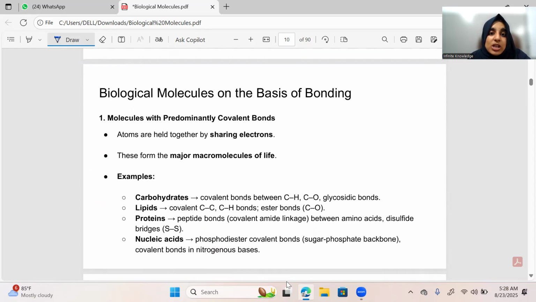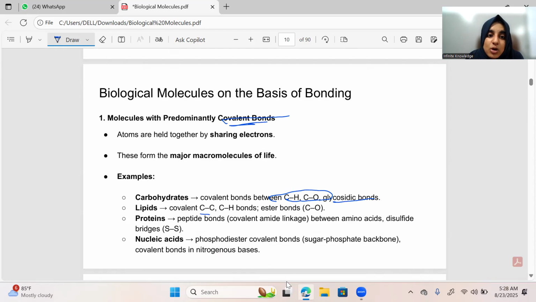Now, biological molecules on the basis of bonding. So we are doing a classification of biological molecules first, right? On the basis of bonding, firstly, we're going to study covalent bonds. Covalent bond means sharing of electrons is happening. In ionic bonds, an electron is transferred from one molecule to another, but in covalent bonding, there is a sharing of electrons, right? In carbohydrates, there is sharing of electrons between carbon and hydrogen and carbon and oxygen, which are known as glycosidic bonds.